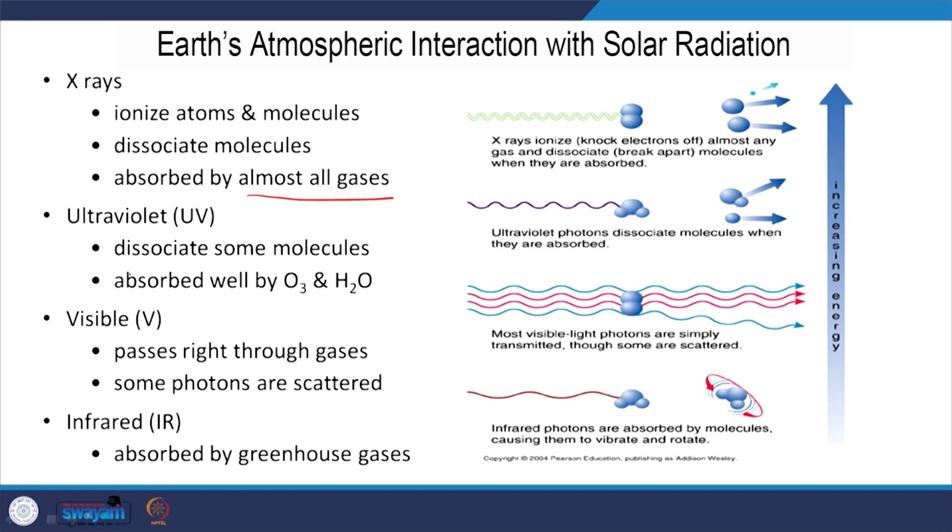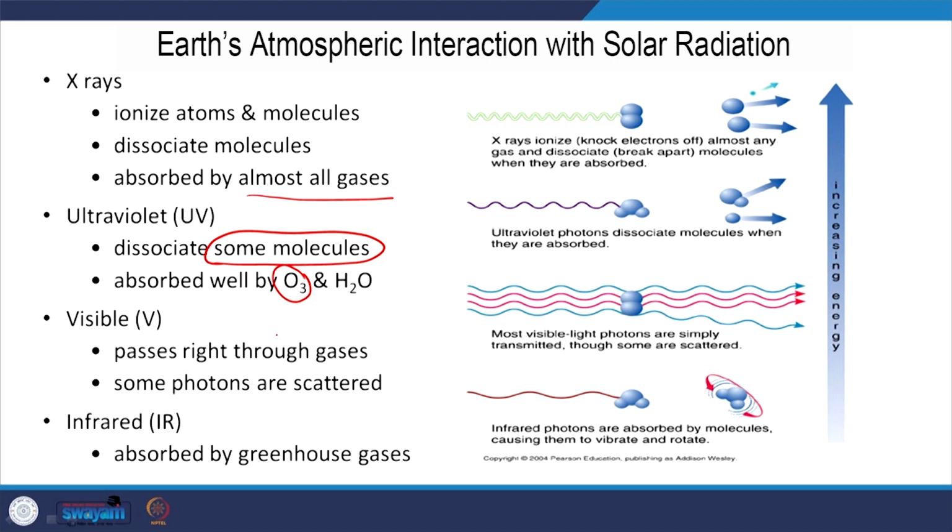Ultraviolet radiation is of course energetic, but not as energetic as X-rays. So it will not be able to dissociate all atoms or all molecules. Ultraviolet will be able to dissociate some molecules, which can only be dissociated by ultraviolet radiation. One very famous molecule we are familiar with is ozone. Ozone is a very good absorber of ultraviolet radiation, and the reaction for the formation of ozone is initiated by ultraviolet radiation.